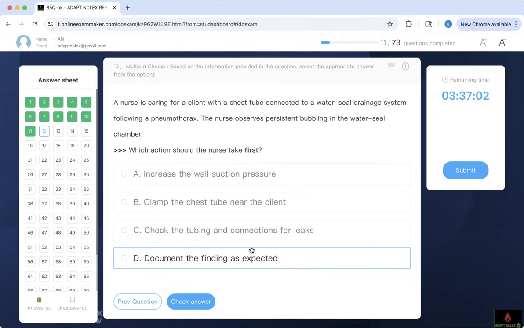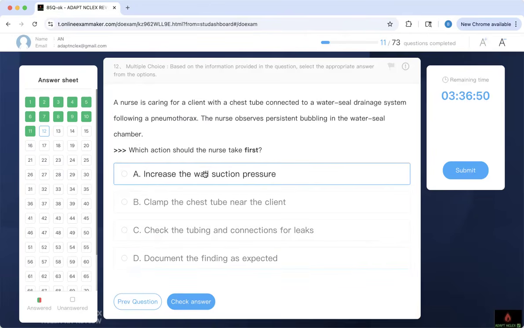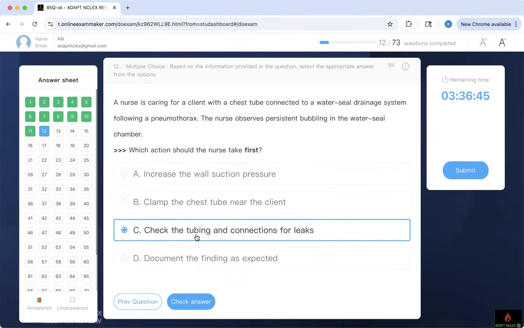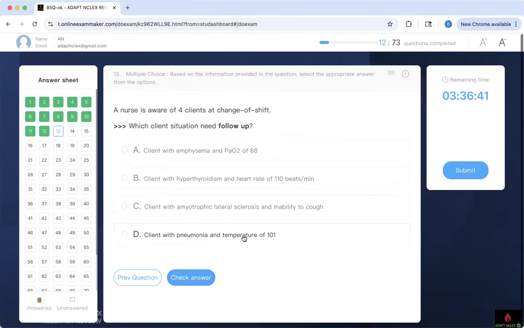There's a buzzword there. It's persistent what? Bubbling. That means consistent, continuous bubbling. If you see continuous bubbling in the chest tube, what does that mean? It doesn't mean you need to bring more suction. It doesn't mean you should clamp the chest tube. There's a leak. That's the leak. Document the finding? It's abnormal. We should not document it as expected. Last prioritization.